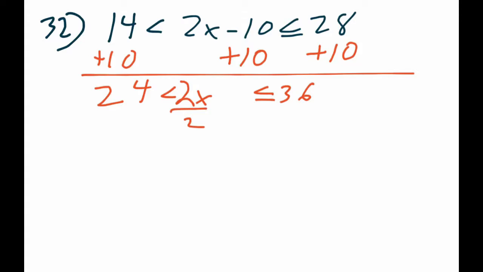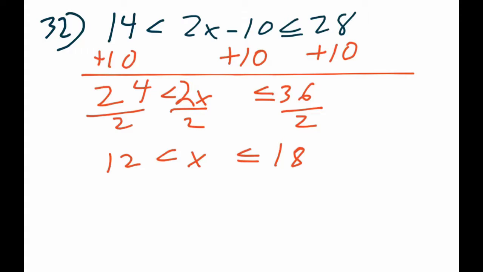Divide both sides by 2, and we get 12 is less than x is less than or equal to 18. If I'm doing this in interval notation, I put a parenthesis around the 12 because the 12 is not included. I put a bracket around the 18 because the 18 is included. And there's my answer.